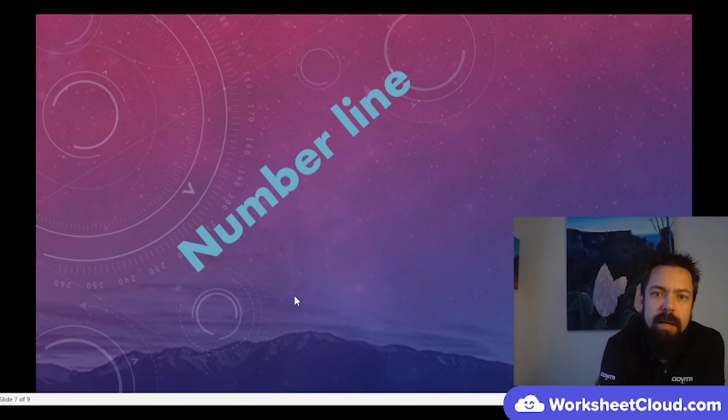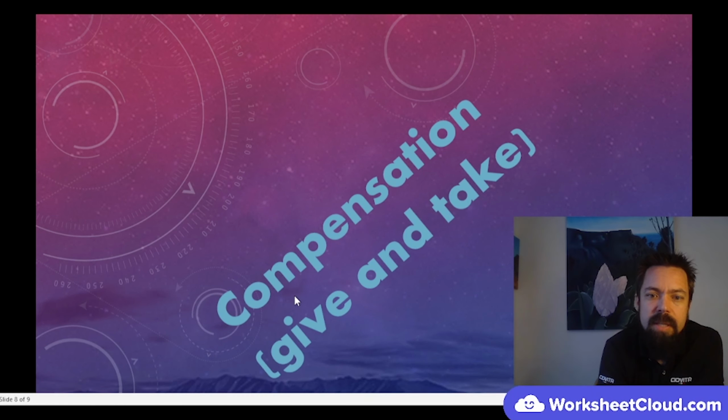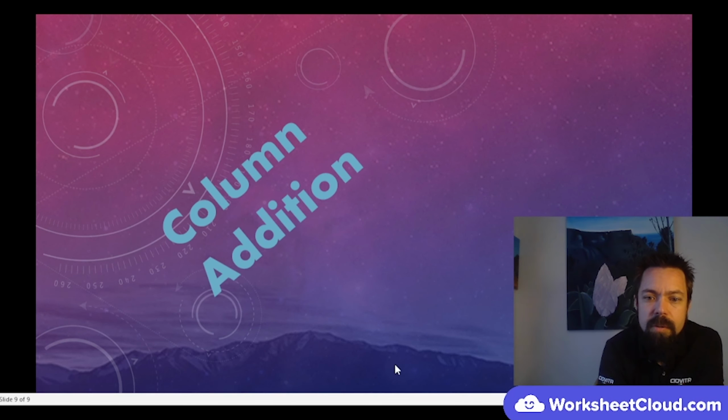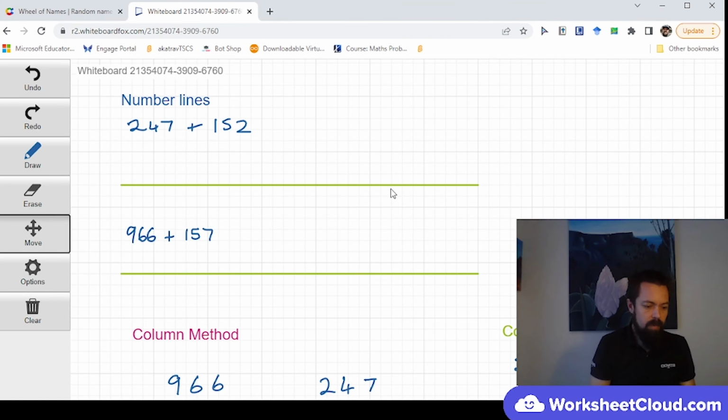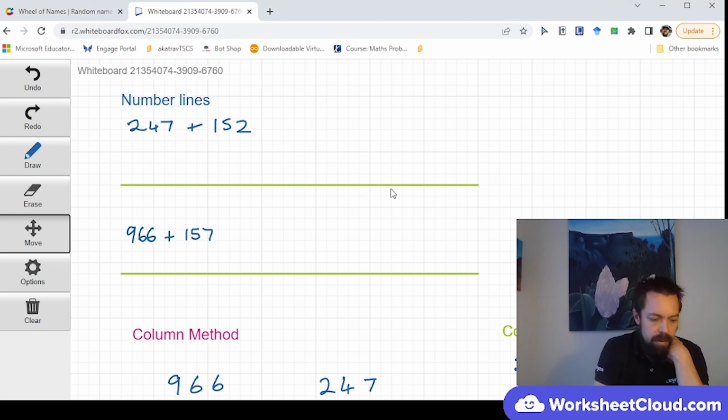Okay, the other three, number line, compensation, and give and take, I'm going to do on the whiteboard. So let's cross to the whiteboard quickly. All right, I have to actually cross on my program so you can see the whiteboard. There we go. Now let me see what we've got over here. All right, so in the first one, you can see that we've got 247 plus 152. We're looking at a number line.